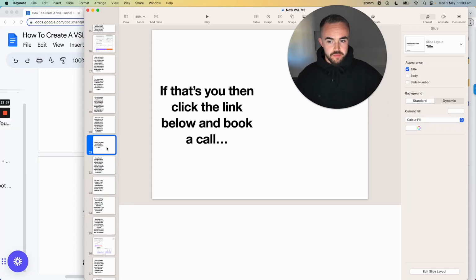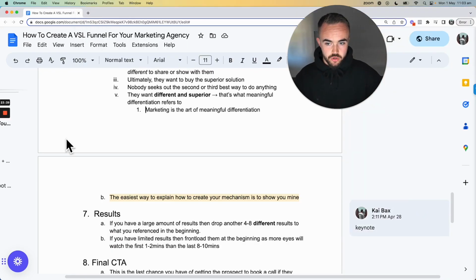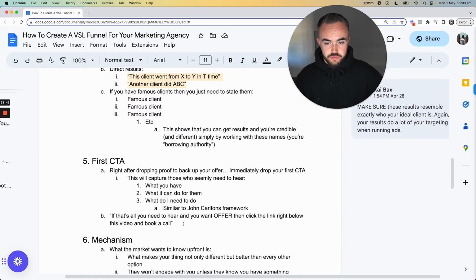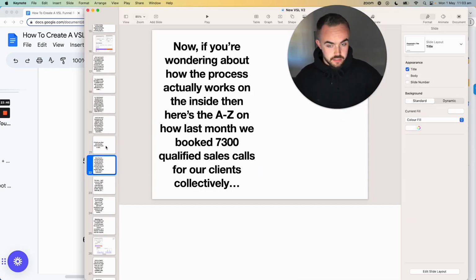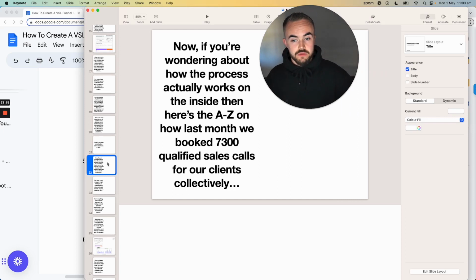Okay, so basically you can see here, if that's you, then click the link below and book a call, right? We've just finished off the first CTA. Now we're going to go into the mechanism. So how does this look? Well, if you're wondering about how the process actually works on the inside, then here's the A to Z on how last month we booked 7,300 qualified sales calls for our clients collectively, right?